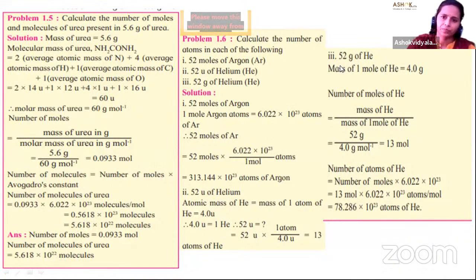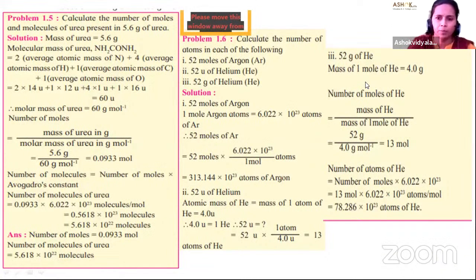Now the third condition. First was with the moles, second was with the atomic mass, and the third one is with grams. So 52 gram of helium we have to calculate. Now here we have to use a little different method of calculation. Here we have to consider our mole concept. So we know 1 mole of helium is equal to 4 gram. 1 mole is always equal to its molar mass, which is 4 gram. So the number of moles of helium is the mass of helium divided by the mass of 1 mole of helium. For 1 mole, it is 4 gram. Then 52 gram of helium is equal to how many moles?